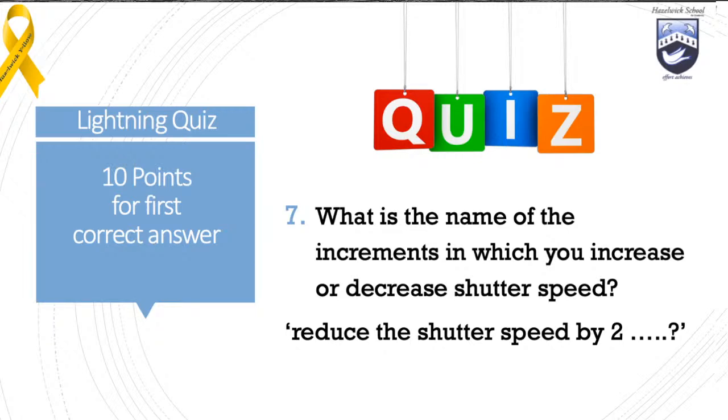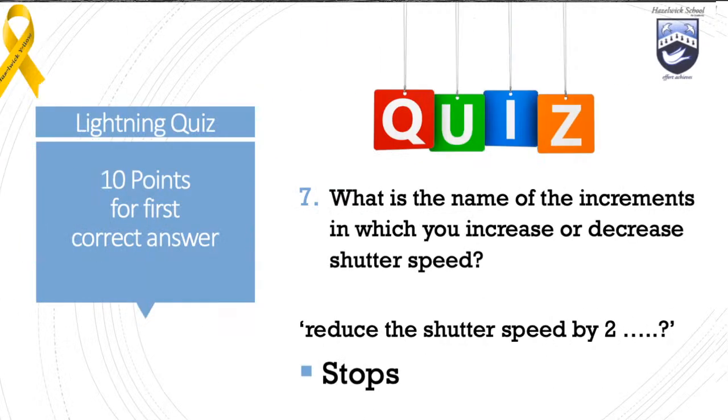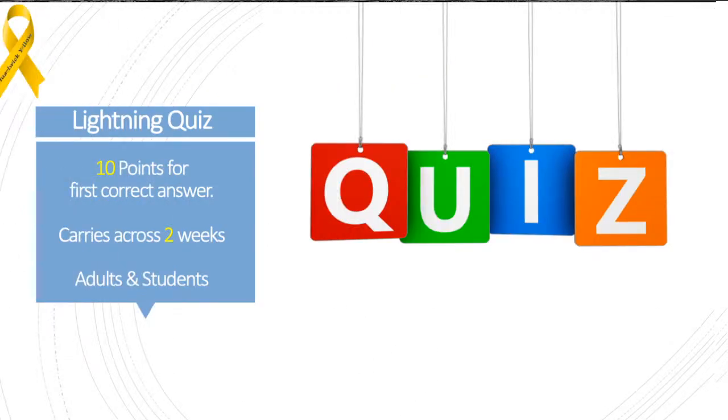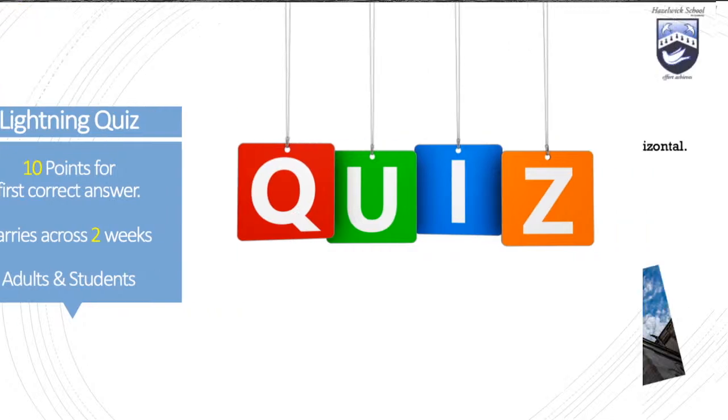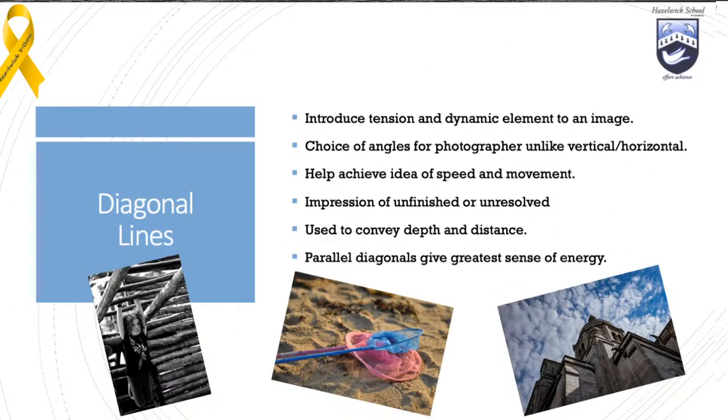It is a stop, and it's Gabe again. Well done. So it is 2 stops. That's what it's called. So when you reduce the shutter speed by 2 clicks on a camera, it's a bad way of describing it, but they're called stops, okay? That's what they're known as. So that's the end of the quiz, and I think maybe you need to do a bit of revision before we all meet again. So let's have a look at diagonal lines.